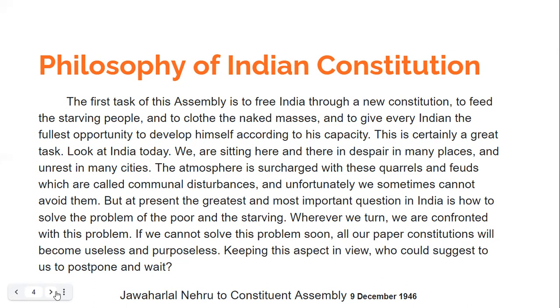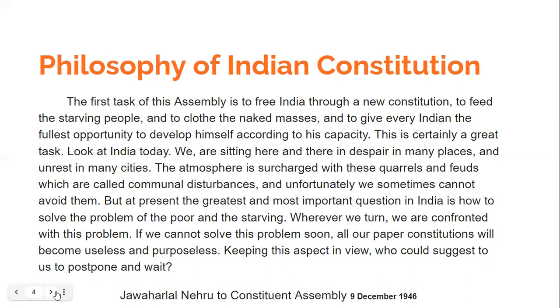So what were the ruling class thinking about when they started to frame our Constitution? What was the philosophy behind it? What was their way of thinking? That is a very interesting take. So what did he say? He said that the first task of the Constituent Assembly is to free India through a new constitution. And look at how sensitive this sentence is. He is saying that it is to free India through a new constitution.